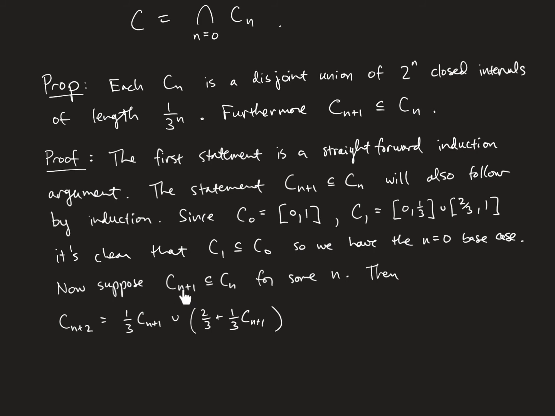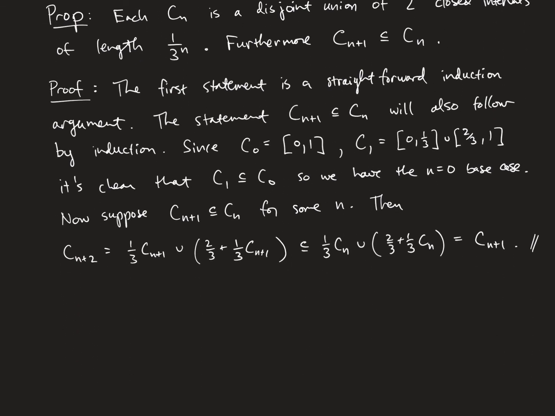And by our induction hypothesis, Cn plus 1 is contained in Cn. So 1/3 Cn plus 1 is going to be contained in 1/3 Cn, and 2/3 plus 1/3 Cn plus 1 is contained in the analogous thing with Cn. And that, by definition, is Cn plus 1. Okay, so that completes the induction step, and therefore the proof. And so a corollary is that C is compact and non-empty.